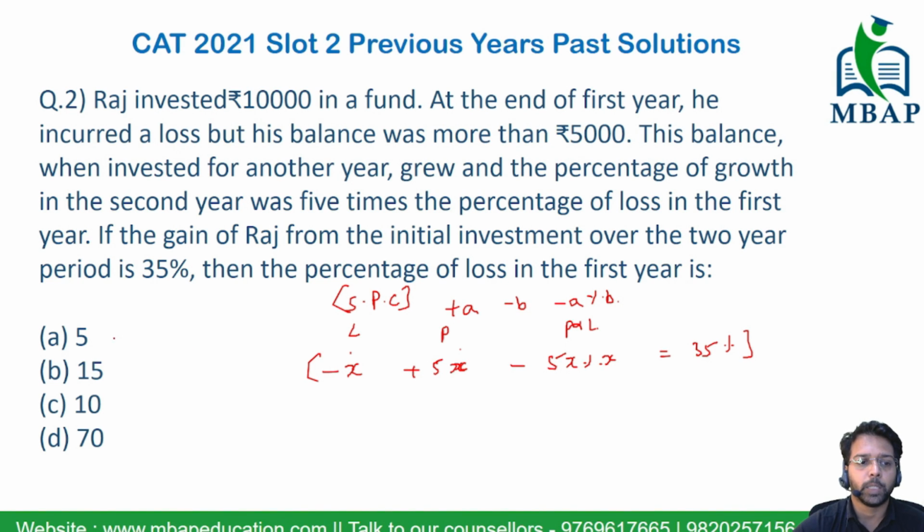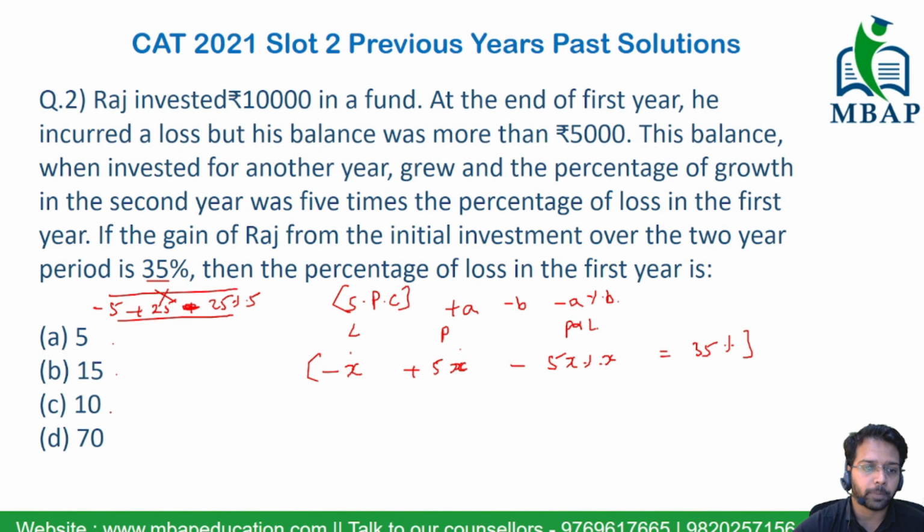Now certainly, you will just look at the options to see which option can come, which cannot come. For example, if you go ahead with 5, then possibly it's going to become minus 5 in the first year, plus 25 in the second year, and then it's going to become minus 25% of 5. Now obviously this whole expression will not come up to 35%, so 5 will not be the answer.